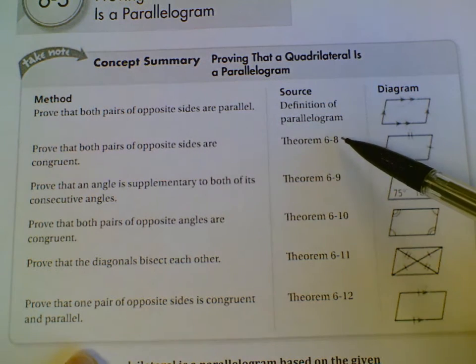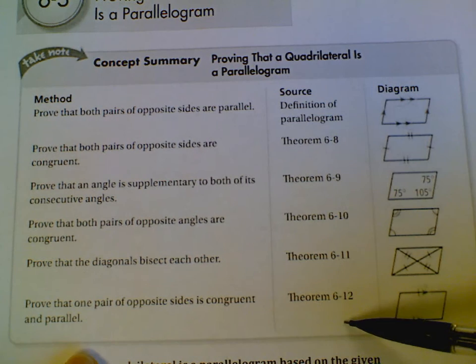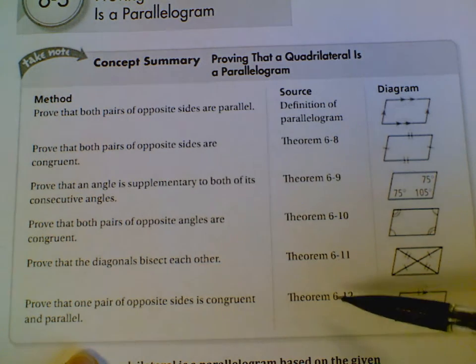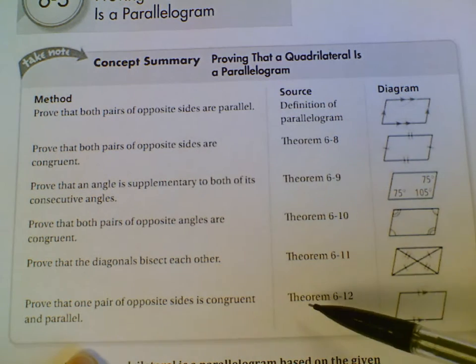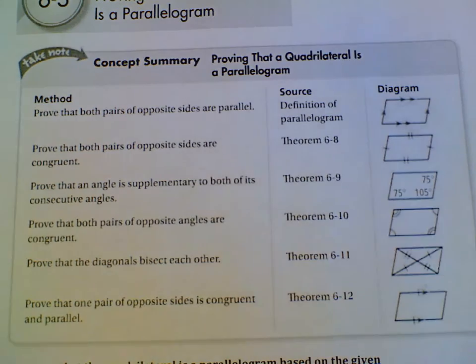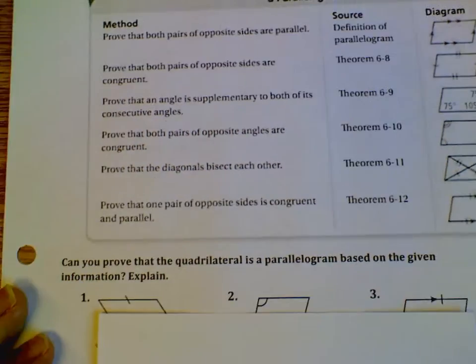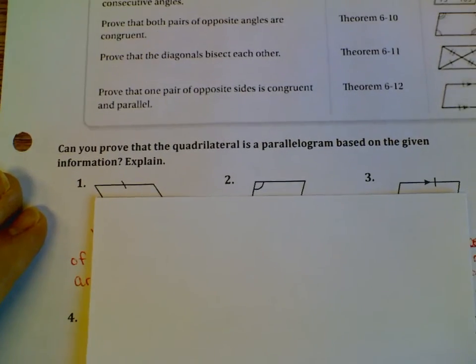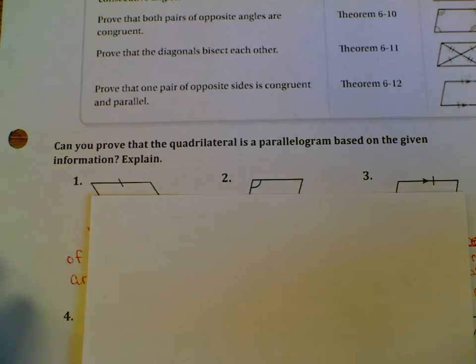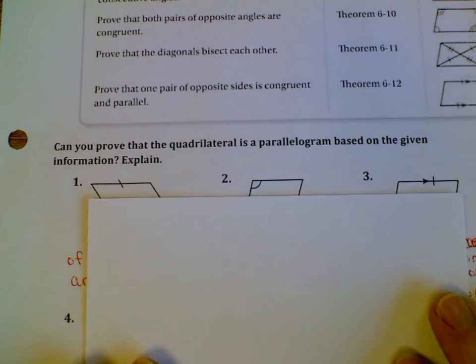But notice that these 5 here are all theorems. I did not put those on your note-taking guide because this box just summarizes what you need to do. So if I'm going to prove that a quadrilateral is a parallelogram, it has to fit one of those things. So that's what this bottom section is all about. So let's look at the first row, and then I'll have you try the second row.